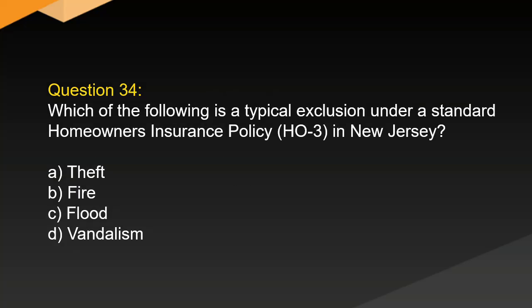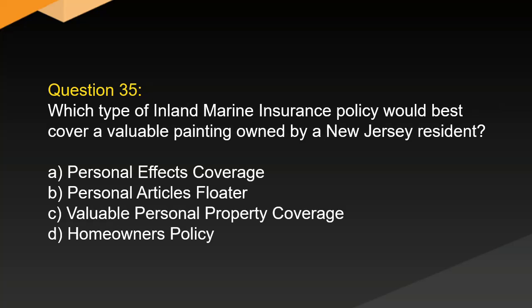Question 34. Which of the following is a typical exclusion under a standard homeowners insurance policy HO3 in New Jersey? A. Theft. B. Fire. C. Flood. D. Vandalism.